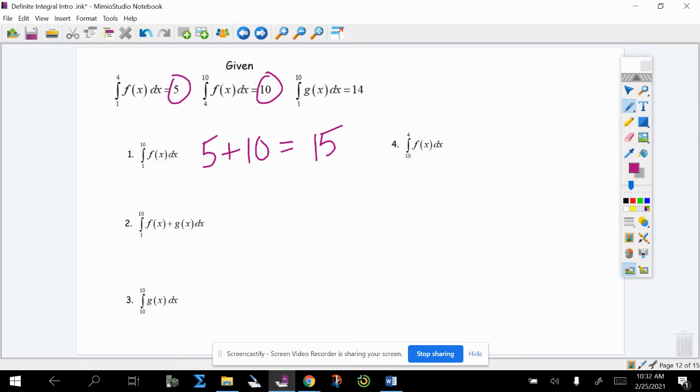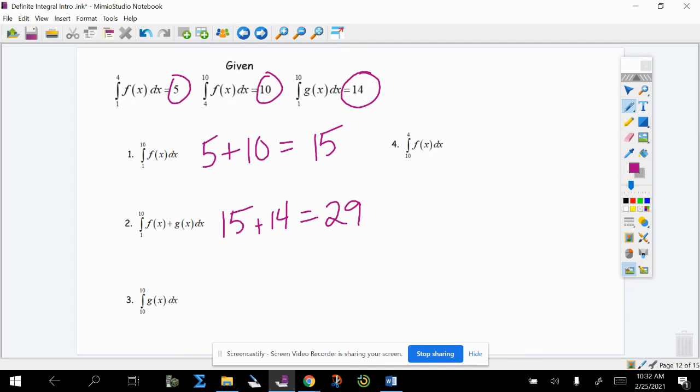Number 2 wants to know what happens when I integrate from 1 to 10, f and g added together. Well, I just found out that from 1 to 10, f was 15. And then they tell me from 1 to 10, g is 14. So if I add them together, I get 29. As you can see, these are fast.